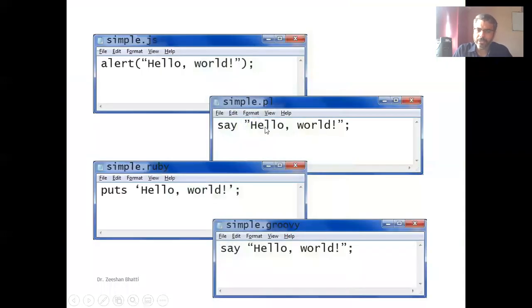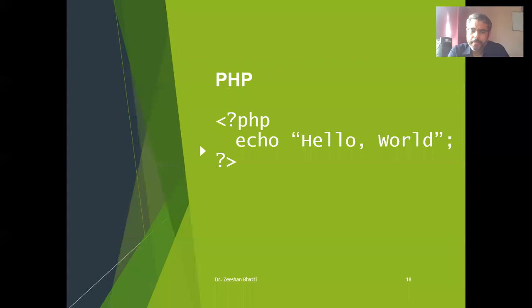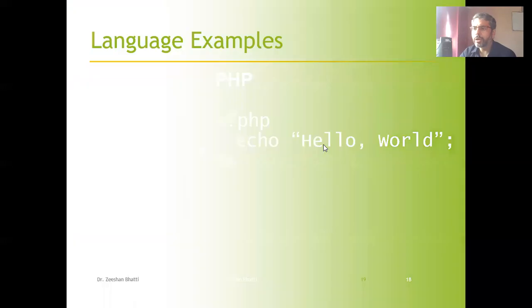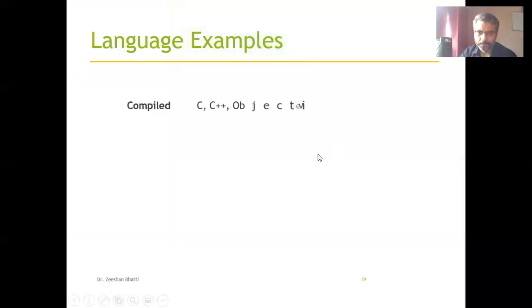For example, in other languages, we use different words. Say alert, say puts, for example, Python uses print. If you are using Java, we use system.out.println. If you are using C++, we use cout. In PHP, we use the word echo. Echo means echo out the output on your browser screen. And whatever you write here will be displayed on your browser.